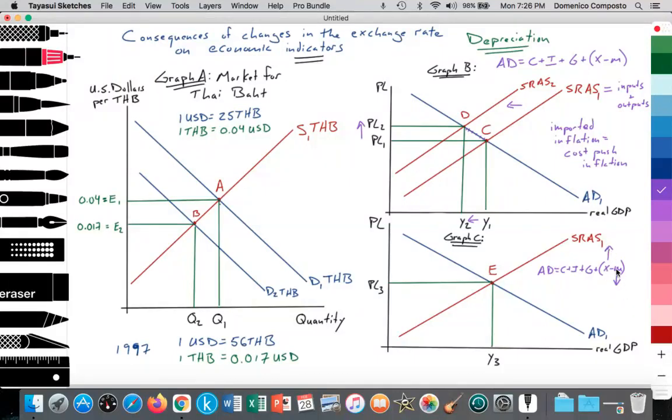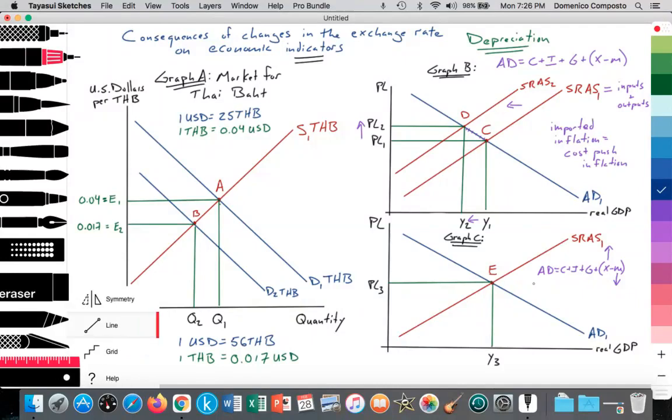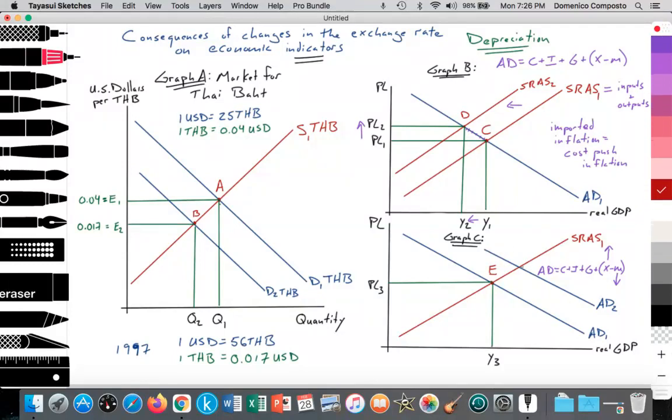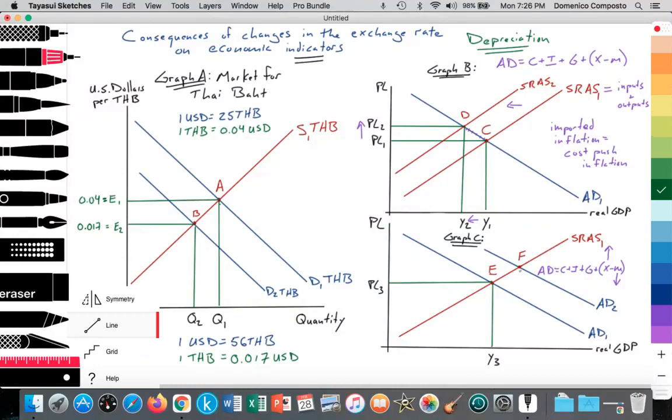So if exports are rising and imports are falling, we would expect that over time this could become a positive value, and that positive value will cause aggregate demand to shift out, increased demand by foreigners for Thailand's exports. So AD will shift out in the long run from AD1 to AD2, from point E to point F, the new equilibrium. That means that there will be an increase in inflation. So here we see demand-pull inflation and an increase in real GDP in the export sector of the economy.